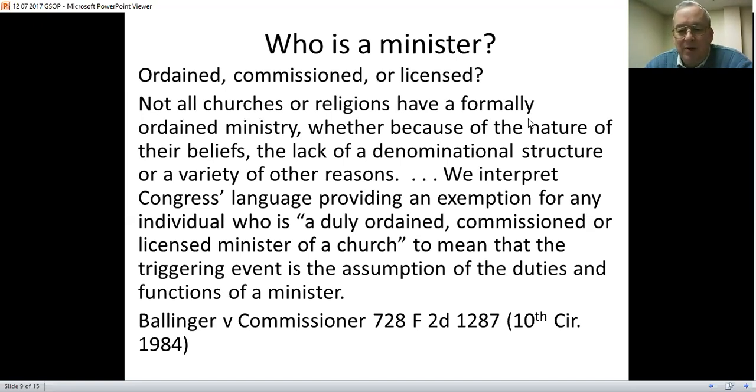We don't have to, in order to qualify under the Internal Revenue Code, set up an ordaining, commissioning, or licensing body. We can just do as we've always done and just have men that are willing to serve as ministers who, once they start performing that function as a minister, are qualified under the Internal Revenue Code based on these court rulings that what they are doing qualifies them as a minister.